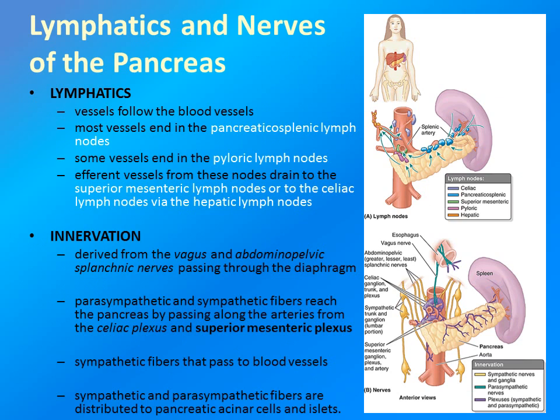The lymphatics and nerves of the pancreas also follow the blood vessels. Most vessels end in the pancreatico-splenic lymph nodes. Some end in pyloric lymph nodes, and the efferent vessels from each of these sets of nodes drain into the superior mesenteric lymph nodes.